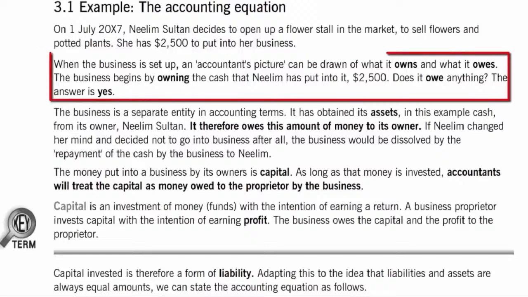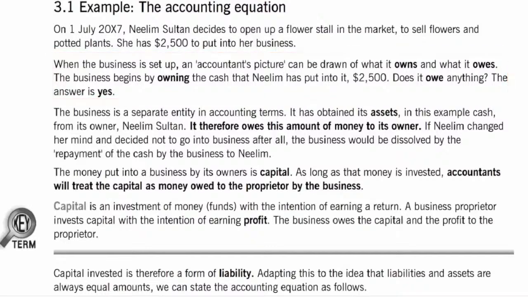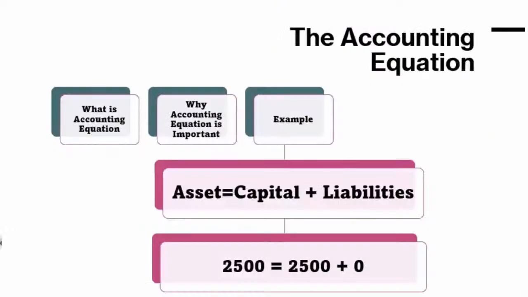At the same time, the business now owes this amount back to Neelam because she invested her own money into it. In accounting, we call this capital. Capital represents the owner's investment, which the business has to repay if it were ever closed down. So, here's how the accounting equation looks after Neelam's investment. Assets equals capital plus liabilities. $2,500 equals $2,500 plus 0.